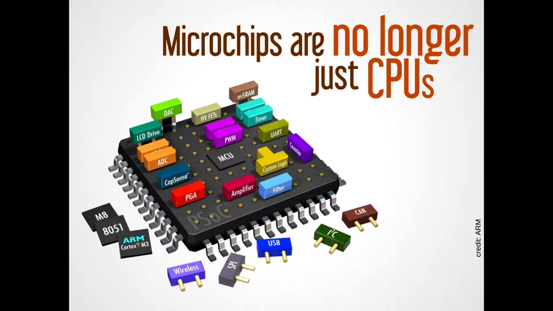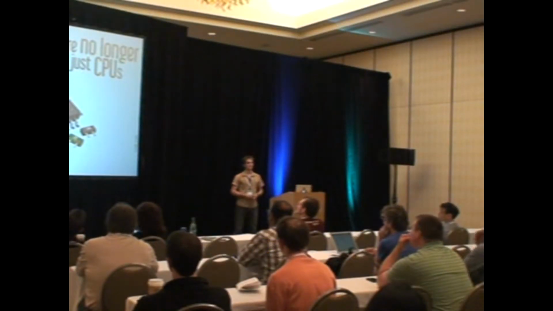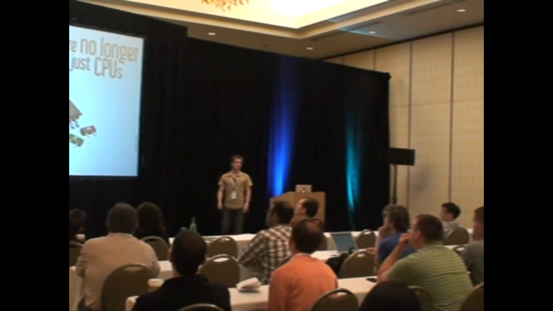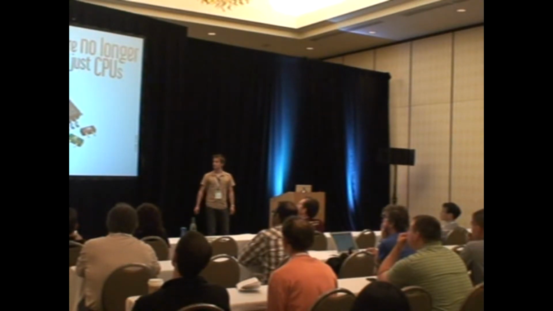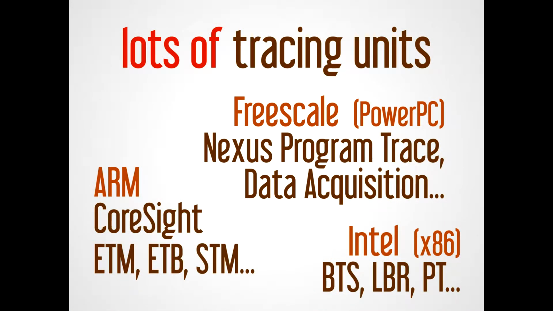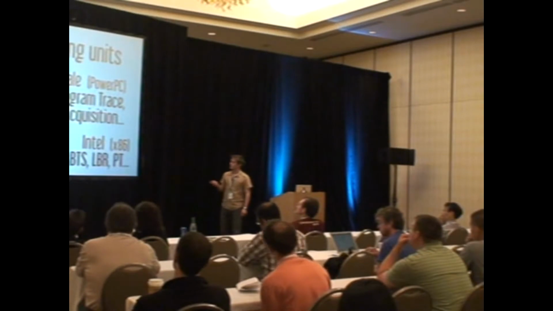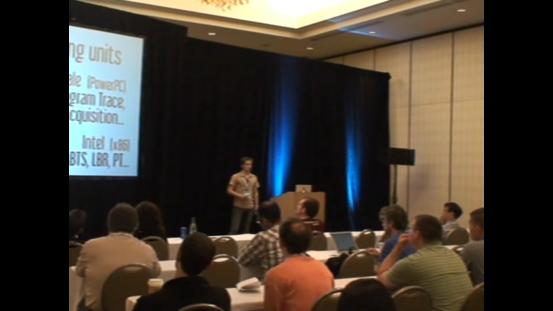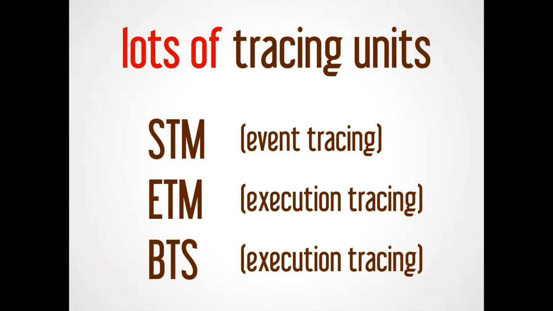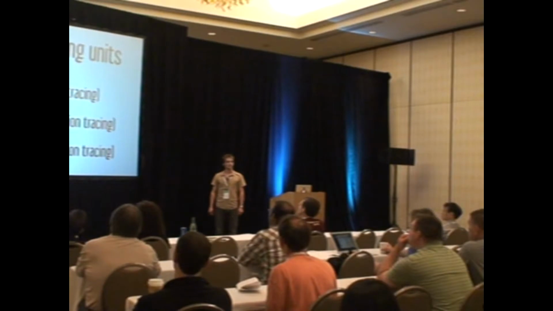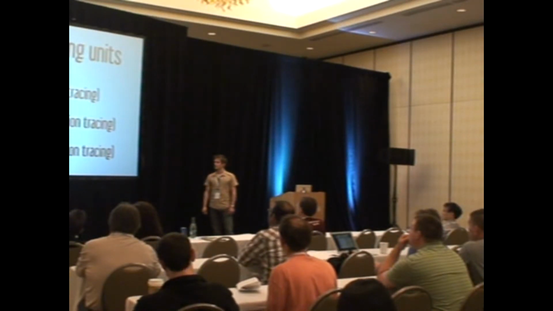Microchips are no longer just CPUs. You know it, it's been a long time now. You have floating point units, you have GPUs, you have DSPs, you have video processing units. You have lots of things, including debugging units and performance monitoring units. And in these units, you have tracing units. Almost every platform now has tracing units. ARM has its own, Freescale also, Intel, and there are lots of them. And we selected these three that are more adapted to event tracing than the others. STM and ETM are on ARM platforms, whereas BTS is on the Intel x86 platform.